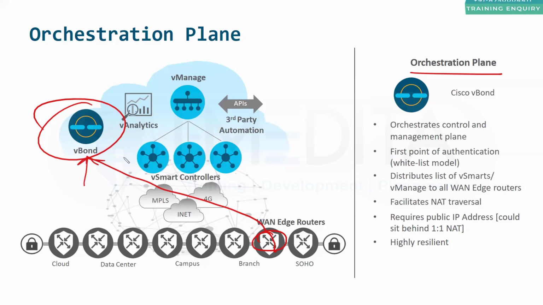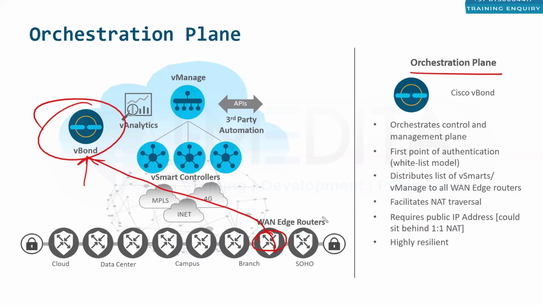Remember that a managed router can talk to vBond only when it has the IP address of the vBond. So it is important for us to provide the IP address of the vBond to our managed router. That is so important. Without providing the IP address of the vBond, the managed router will never reach out to the vBond. And that's the only reason vBond must have a static public IP configured, if you want your managed routers sitting behind the internet to talk to vBond.